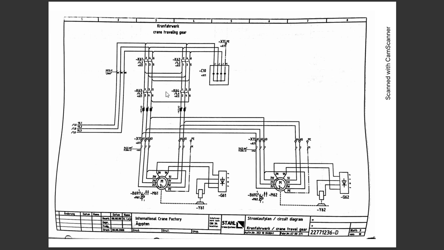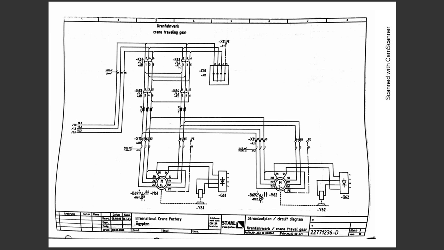Here K63 and K64 are responsible for the speed. K63, the first option, will make the motor move at high speed through 2W, 2V, 2U. But if K64 is working, this will make the motor work at low speed, 1U, 1V, 1W. So here we have four different options.